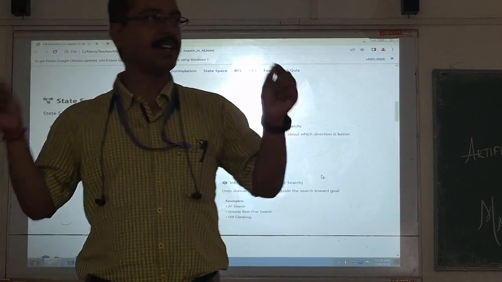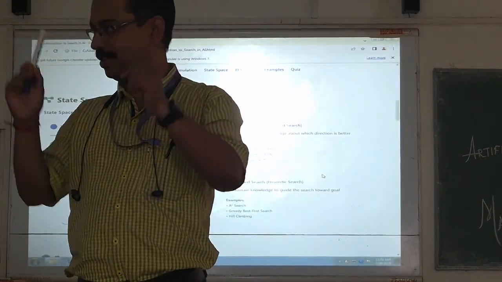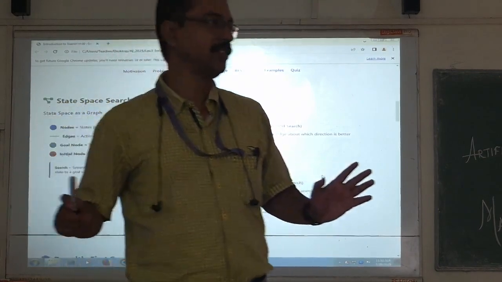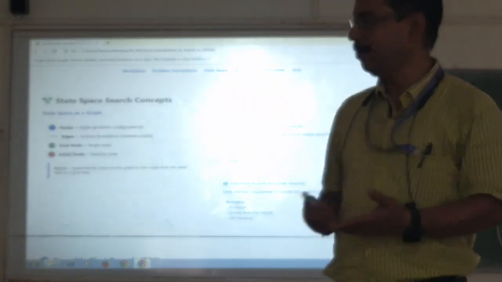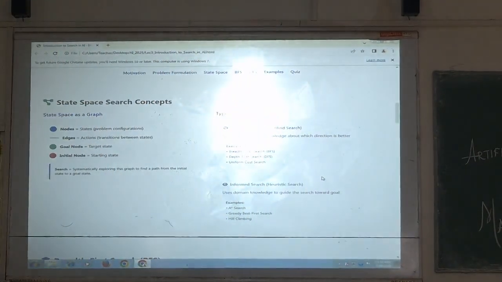And now in that graph, we will follow some strategy, apply some technique. Without technique, that is random. Random means there is no clue whether I will be getting to the solution or not. There is no means.